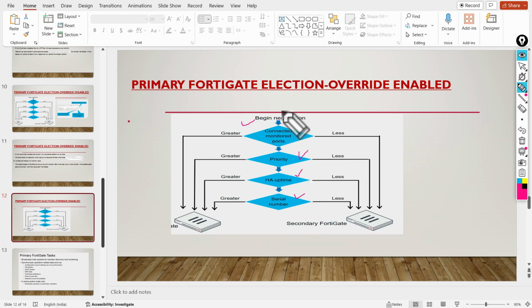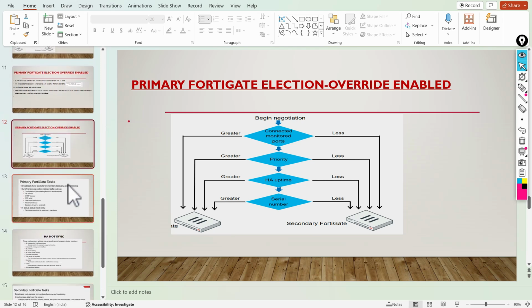So the negotiation will happen first. They will check for the monitor connected interface, who is having more connected up and monitored up interfaces. Second, who is having the high priority, because override is enabled, then the high priority will take the primary role. It is because we defined that priority. Other than that, HA uptime and after that HA serial numbers. Using these parameters, they will negotiate for the HA primary firewall in the case where HA override is enabled.